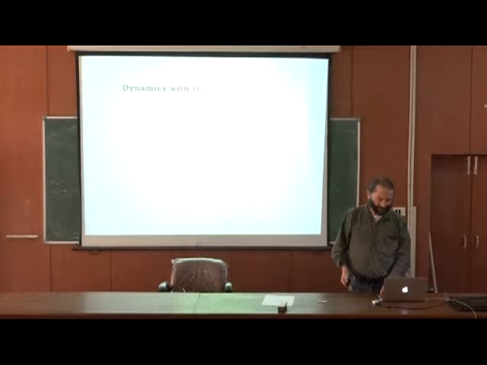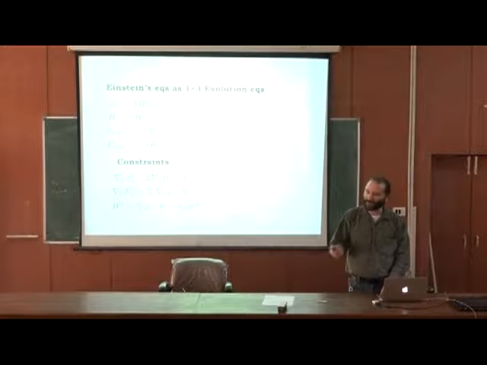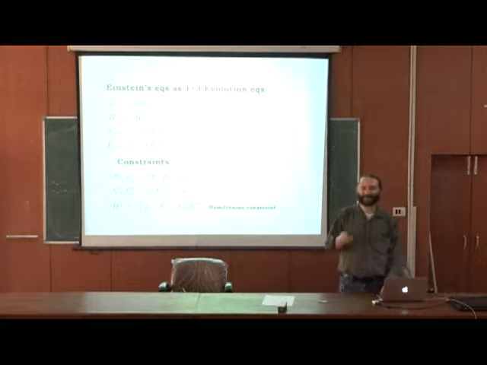Now, dynamics. We've seen the 1 plus 3 formalism and the covariant objects you can define from it. Now, the Einstein equations reduce to the 1 plus 3 equations and the constraints. We've seen all these. In fact, this is designed for people who have not seen this, so I explain.